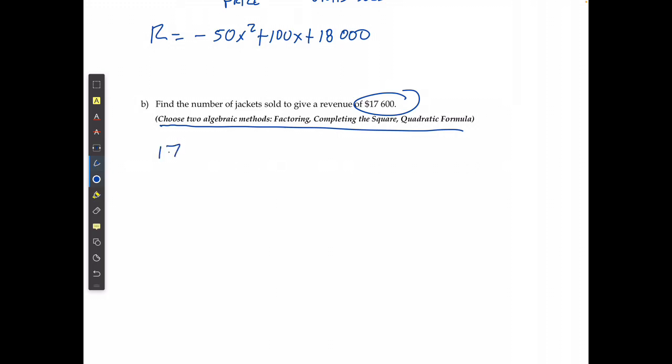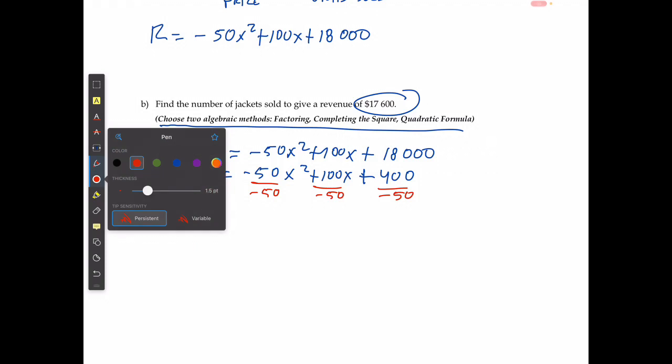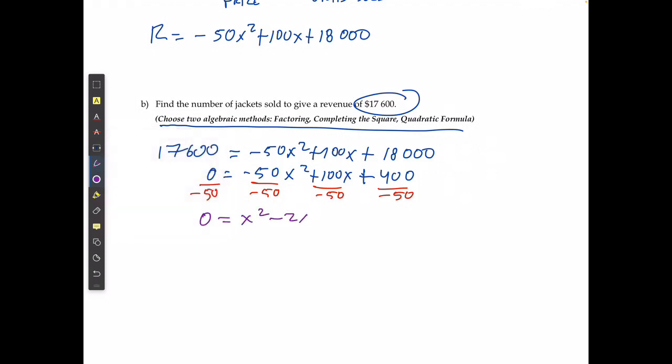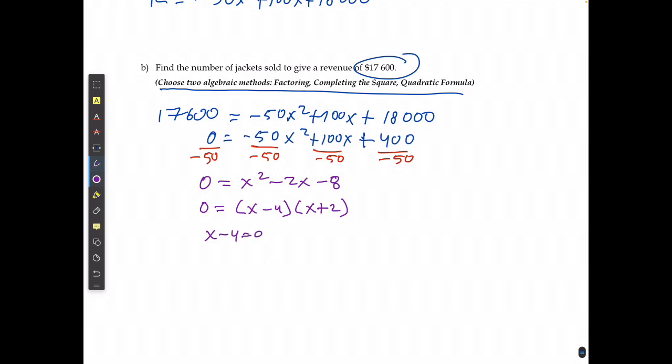I would say that the revenue 17,600 is equal to negative 50x squared plus 100x plus 18,000. 0 is going to equal negative 50x squared plus 100x plus 400. And then I'm going to start by dividing everything by negative 50, which means that 0 is going to equal x squared minus 2x minus 8, where 0 is going to equal x minus 4 times x plus 2. x minus 4 is equal to 0, so x would equal 4. x plus 2 is equal to 0, so x would equal negative 2.